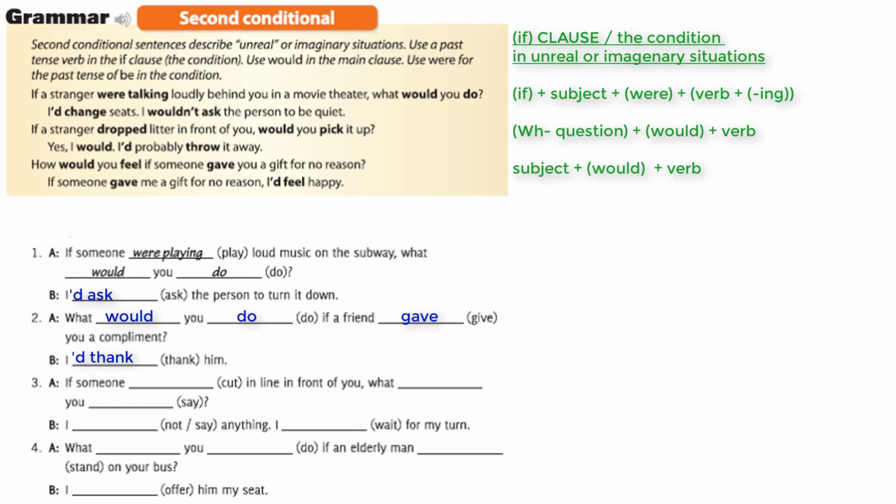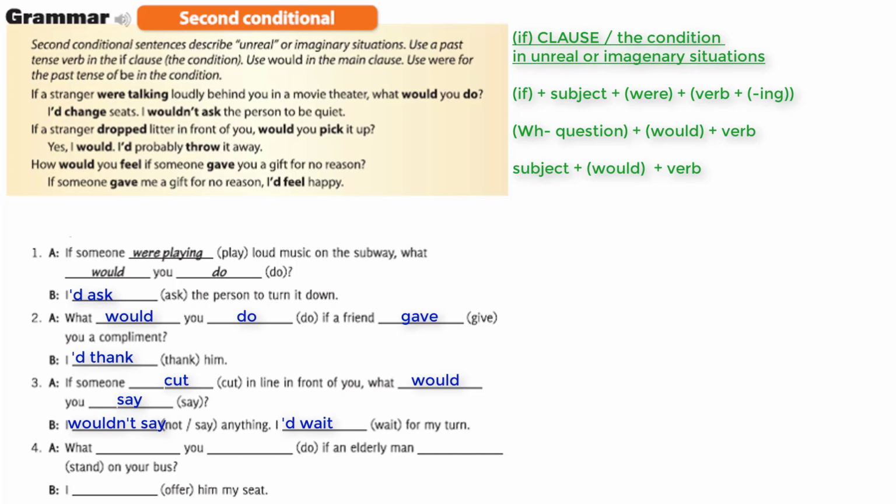Okay? Number three, if someone cut in line in front of you, what would you say? Okay? So the first verb stays the same, again, and we use the word would in the question. The second verb also stays the same. Now in part B, the verbs also stay the same, just like they did in the question. So part B is I wouldn't say anything. I'd wait for my turn. Now remember to use the word would in the answer.